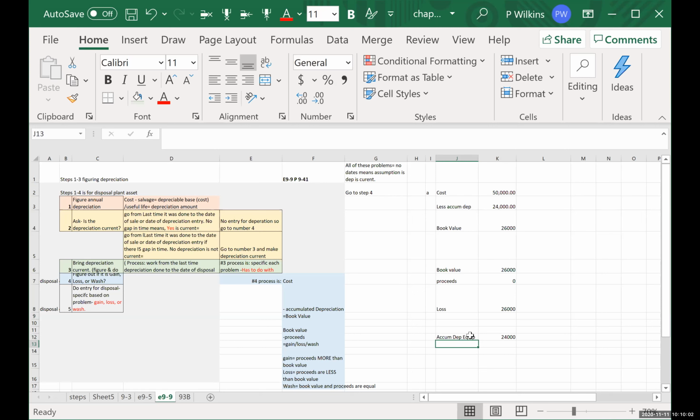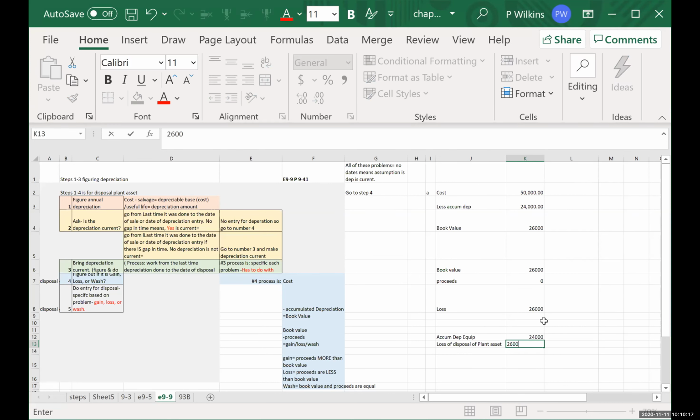We are then going to debit loss on disposal of plant asset. I'm gonna have to make this column bigger. Loss on disposal of plant asset, and the loss is $26,000. And then we are going to credit equipment for the cost of the equipment, which was $50,000.